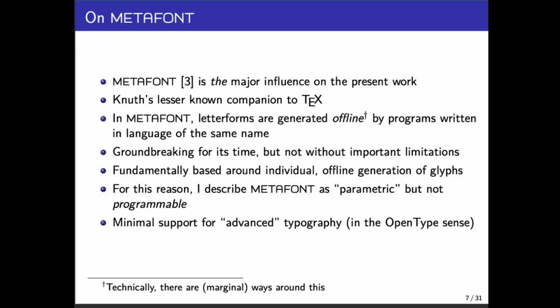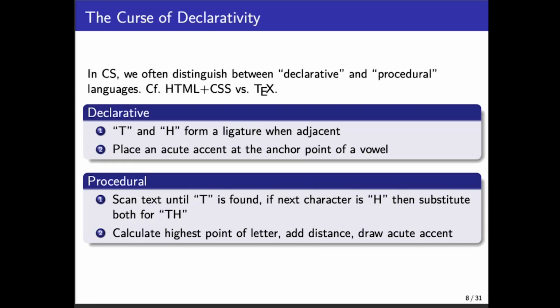And so you generate these bitmap fonts offline. But it is very much still fundamentally built around offline generation of letter forms. So you say, okay, make me the capital B, the lowercase b, the capital T, lowercase t, etc., individually, and then you have a separate scheme, which is kerning really, that you combine these. So there's really minimal support for advanced typography in the OpenType sense.